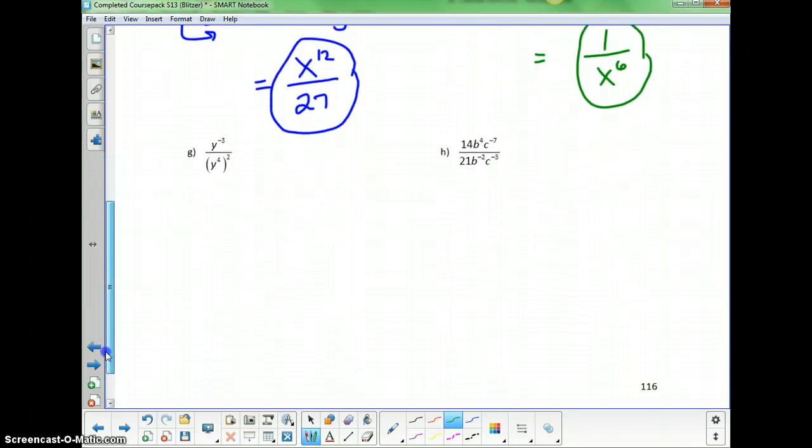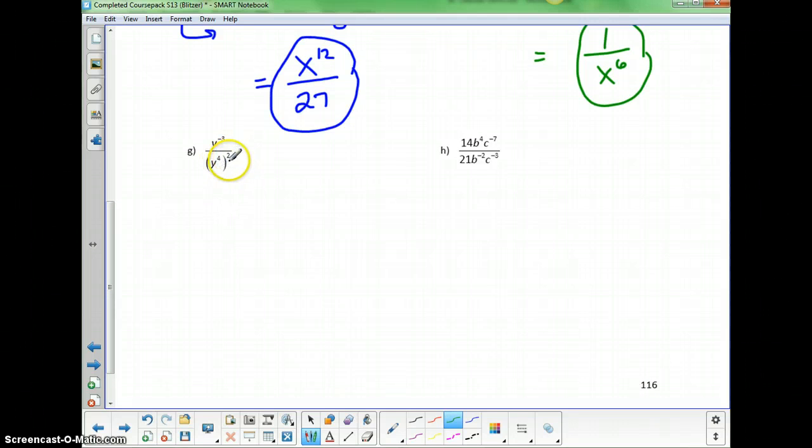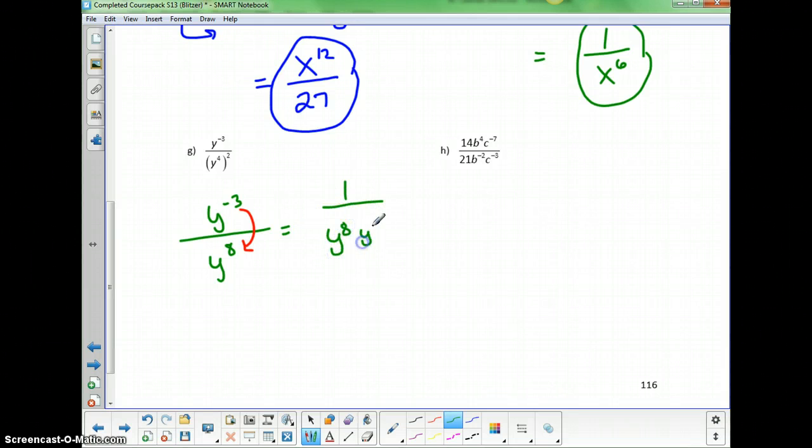Alright, let's move on to the next two here. As this parenthesis on the bottom is just on the y to the 4 squared, I'm going to do that first. So I'm going to have y to the -3 over y to the 2 times 4, which is 8. Next I'm going to move this down because it has a negative power. So it's 1 over y to the 8th times y to the positive 3rd now, and add those powers up. Okay, so I'm going to have y to the 11th as my final answer.